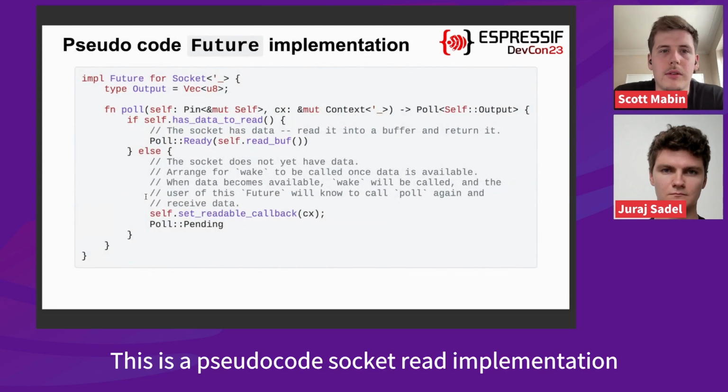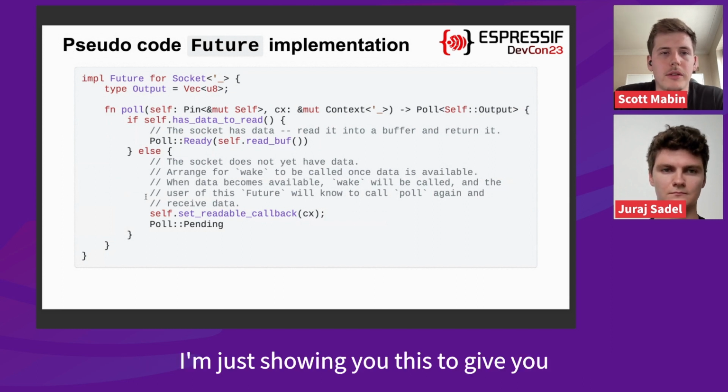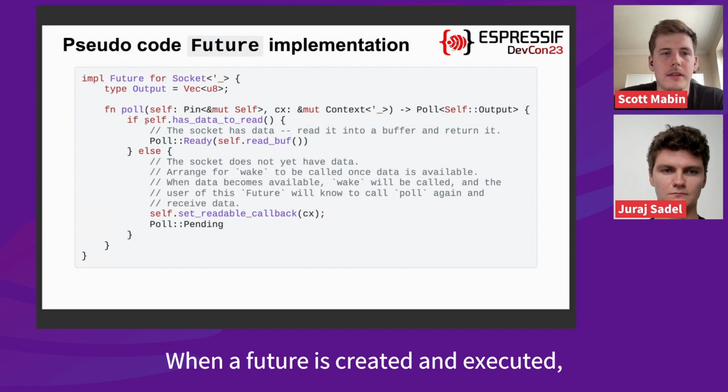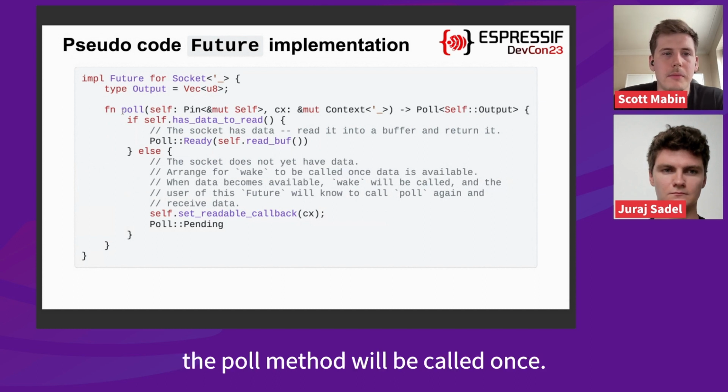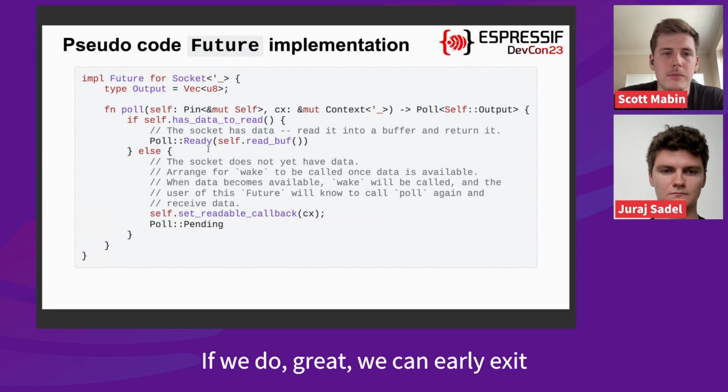This is a pseudocode socket read implementation of the future trait. I'm just showing you this to give you an idea of the life cycle of a future. When a future is created and executed, the poll method will be called once. Inside this poll method, we check: do we have data to read? If we do, great, we can early exit and return poll ready with the data.